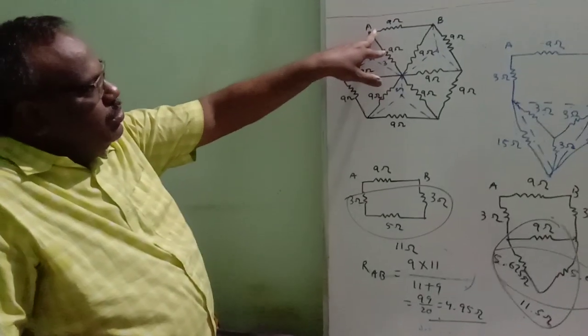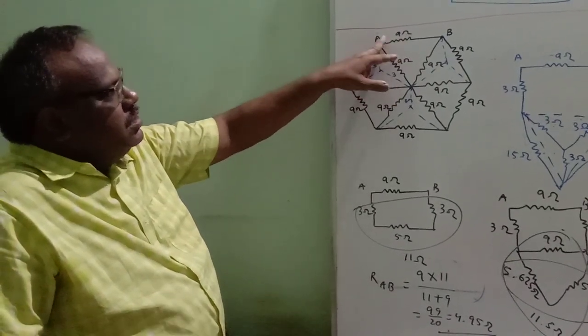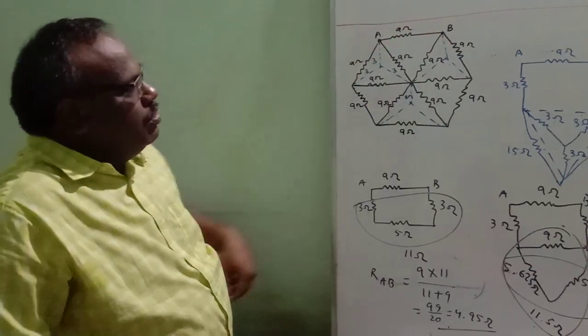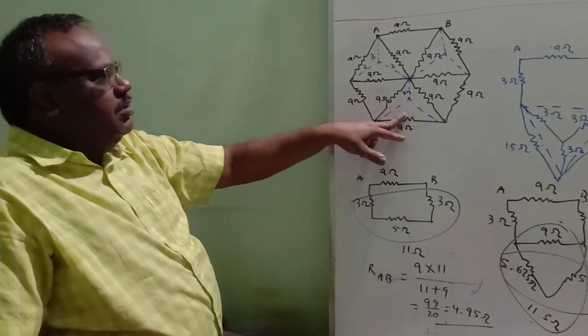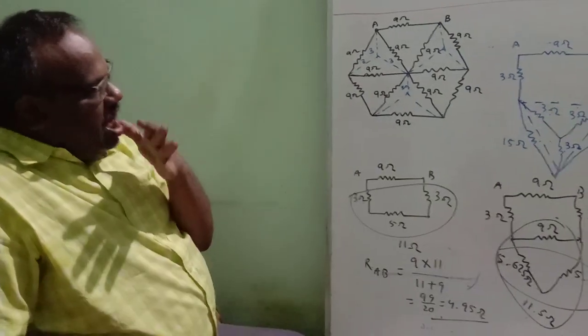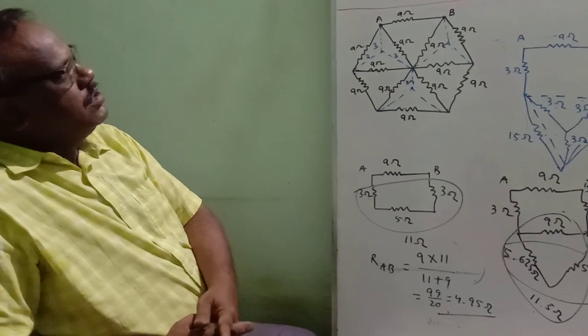It means if there is a delta, then you do not consider the delta which is between the two points across which you want to find the resistance. Then you choose another delta, convert it into star, and you can find it. So like this you can solve the other questions.